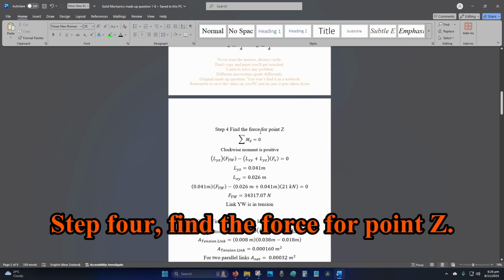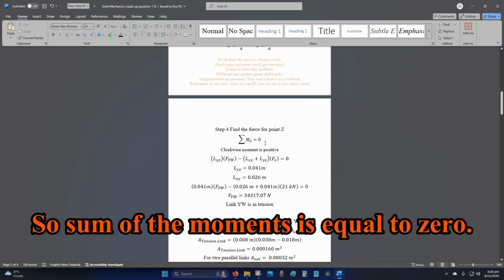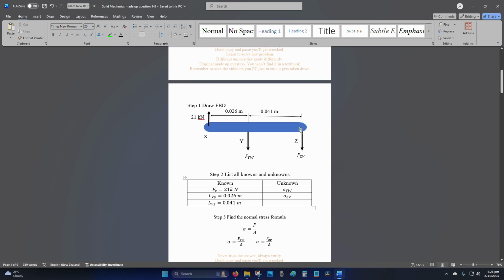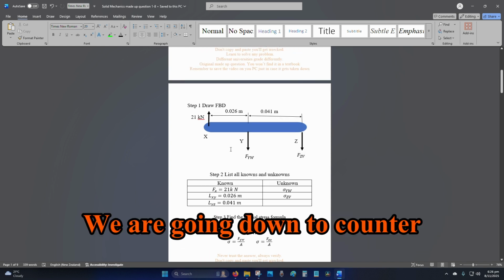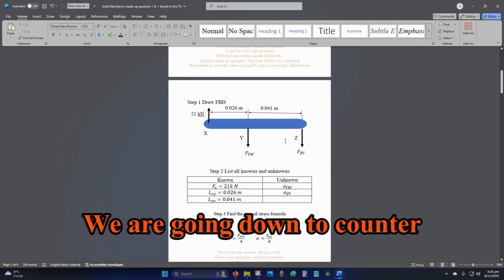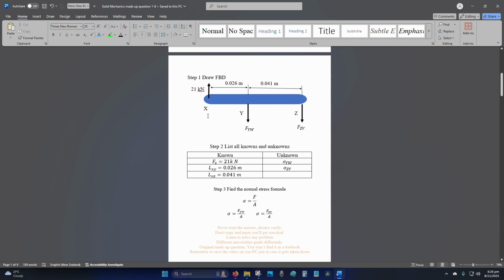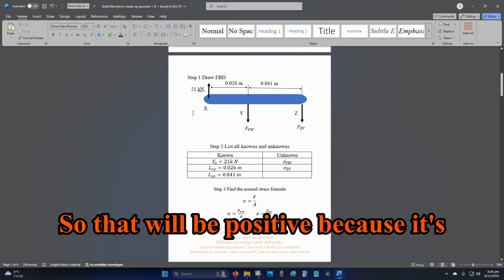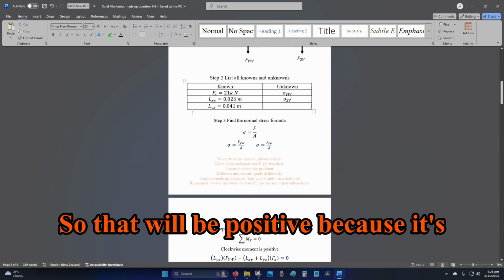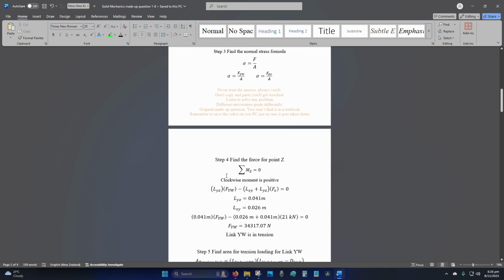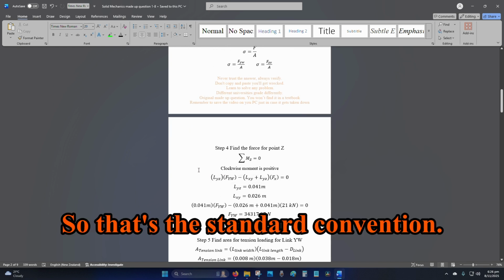Step 4, find the force for point Z. So the sum of the moments is equal to 0. Point Z is here. We are going down to counter the 21 kilonewtons at point X. So that will be positive because it's going clockwise in a circular motion. That's the standard convention.